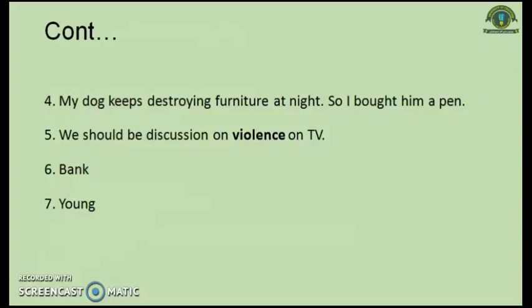Another example is, we should have a discussion on violence on TV. Ambiguity is created here because of the word violence.